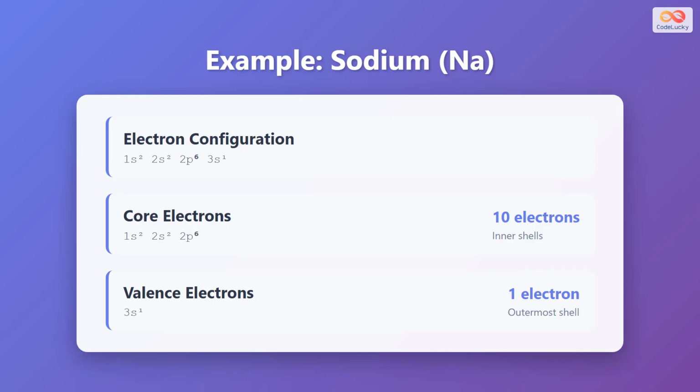Sodium has an electron configuration of 1s2, 2s2, 2p6, 3s1. The core electrons are found in the first and second shells, 1s2, 2s2, and 2p6, giving us a total of 10 core electrons. The valence electron is the single electron in the outermost shell, 3s1. This single valence electron makes sodium highly reactive.